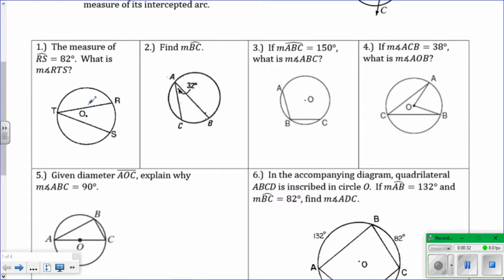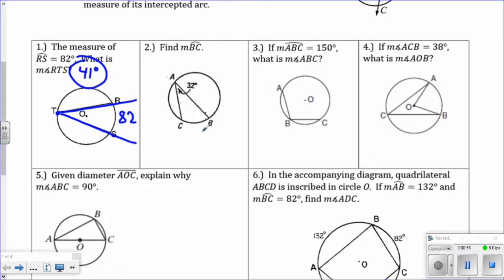So number 1 says the measure of arc RS is 82 degrees, and we want to find the measure of angle RTS. Well, you can see that the vertex of angle T is on the circle, so this is an inscribed angle. We're taking half of that intercepted arc. Again, it's always the arc that's between these two chords if you extend out. So if I take half of 82, I would get 41 degrees.